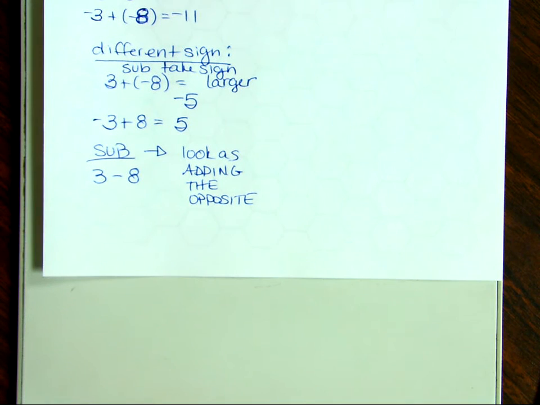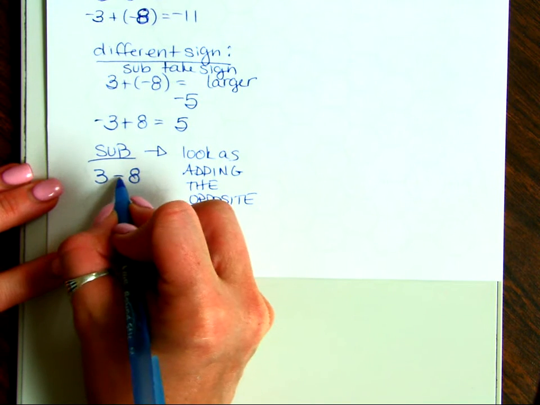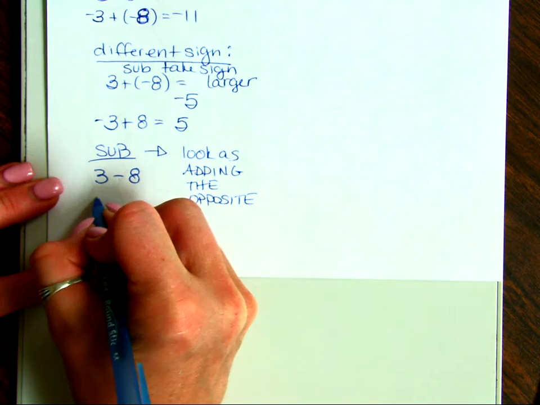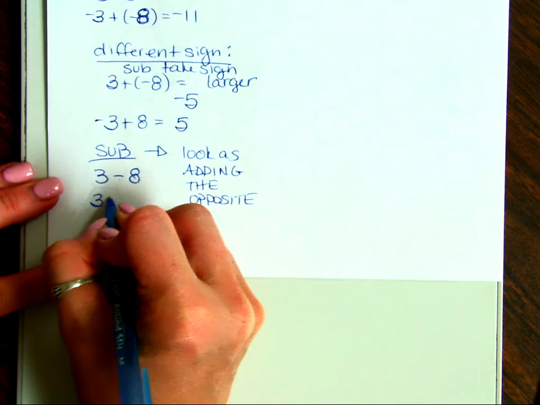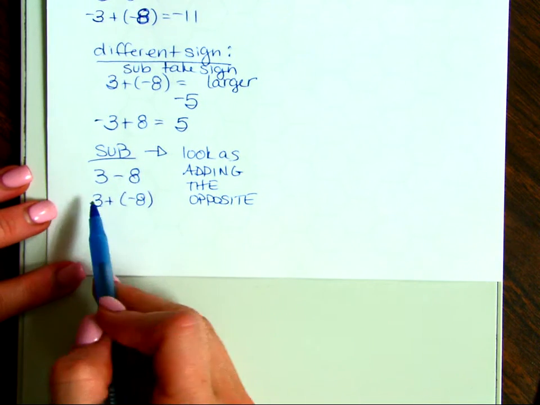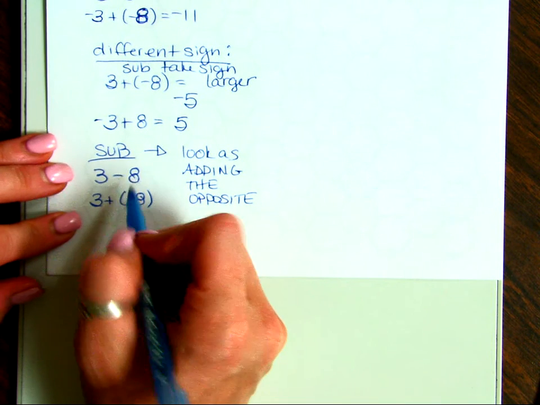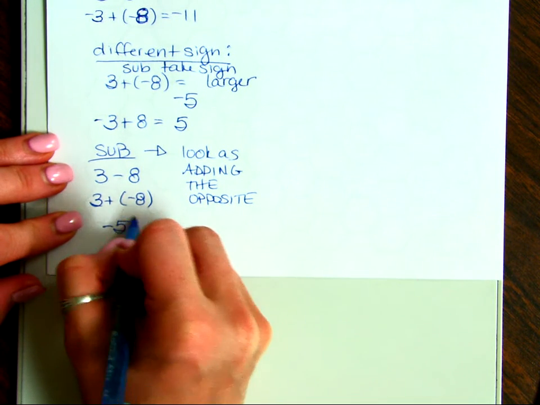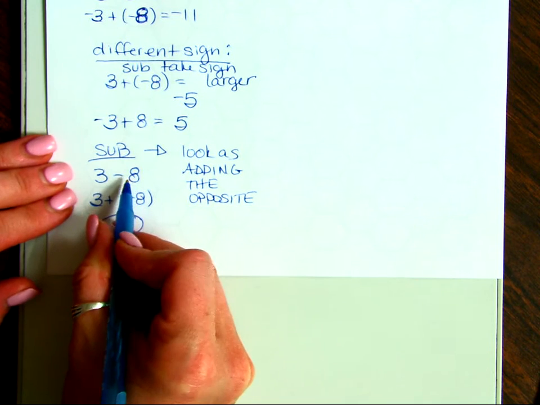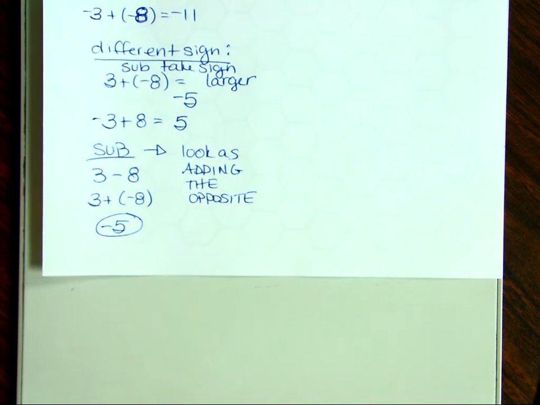Okay, so we are at the point where you're not going to have to rewrite this. If I were to ask you to rewrite this, don't look at it as 3 minus 8. Look at it as 3 plus a negative 8, okay? If you understand that, we are going to be able to go right to 3 plus a negative 8 is a negative 5, okay? So if you see a subtraction sign instead of an addition sign, you do not need to rewrite it like that, okay?